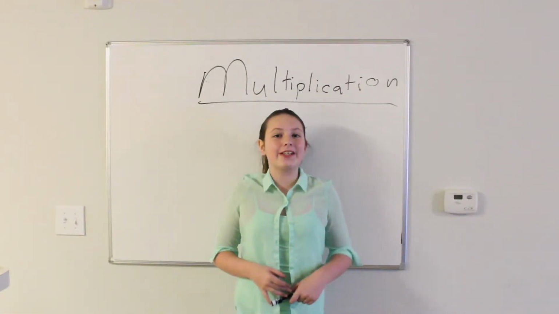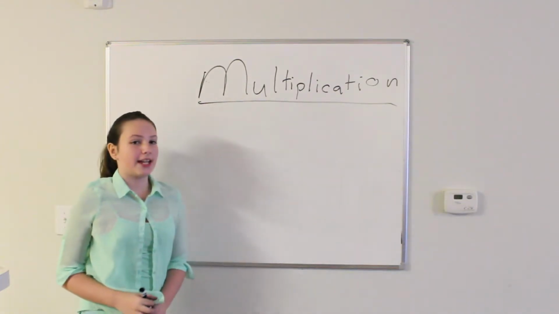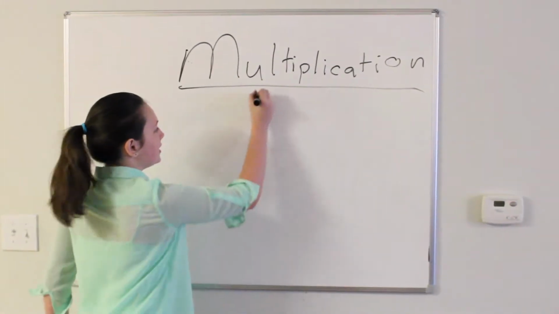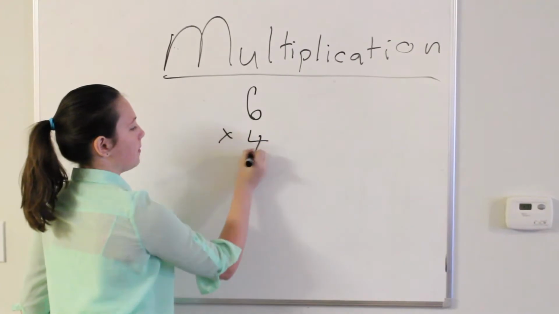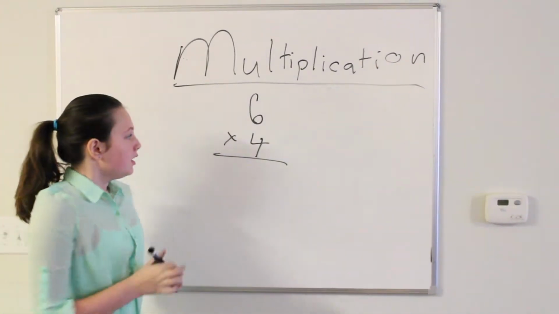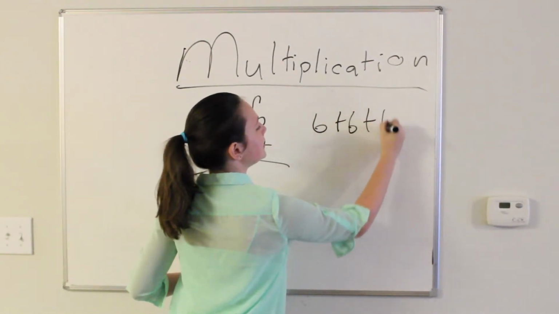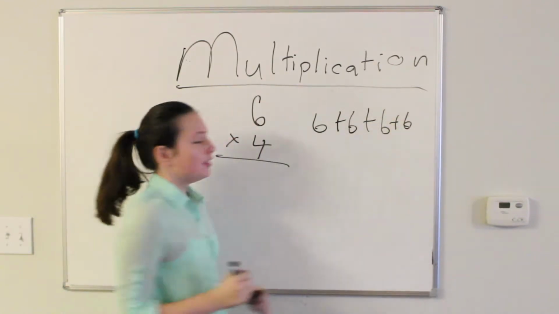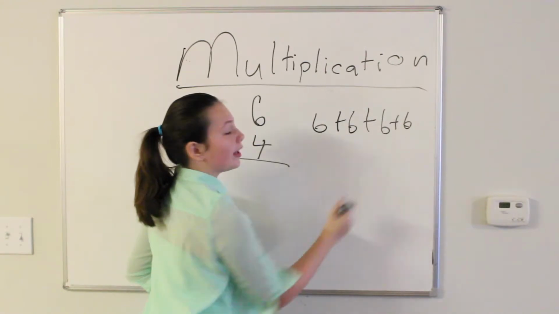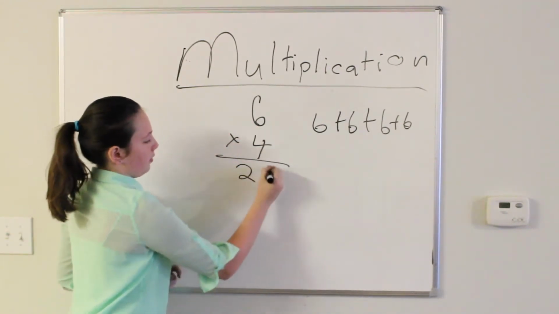Welcome. Now we are going to be working on multiplication. Multiplication is basically extended addition. If we do 6 times 4, we could do it like this. We could do 6 plus 6 plus 6 plus 6. It would equal 24. So that would also equal 24.